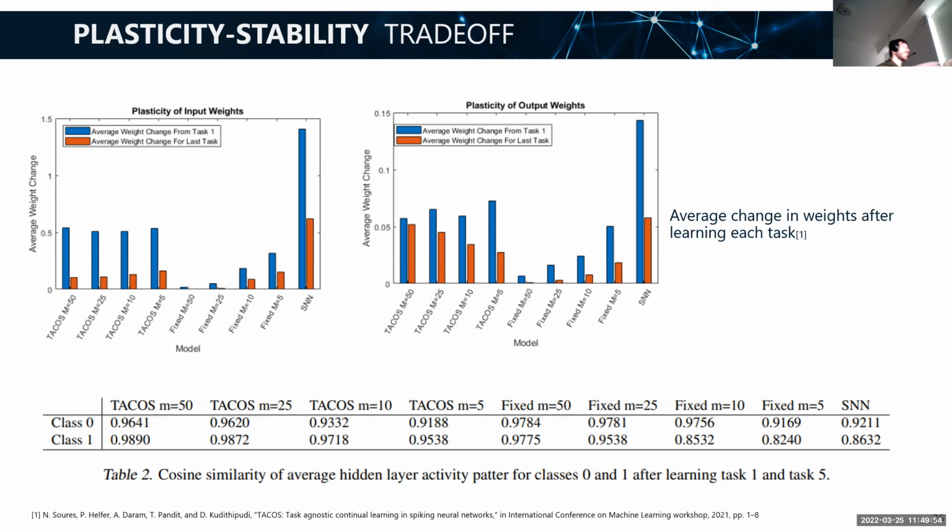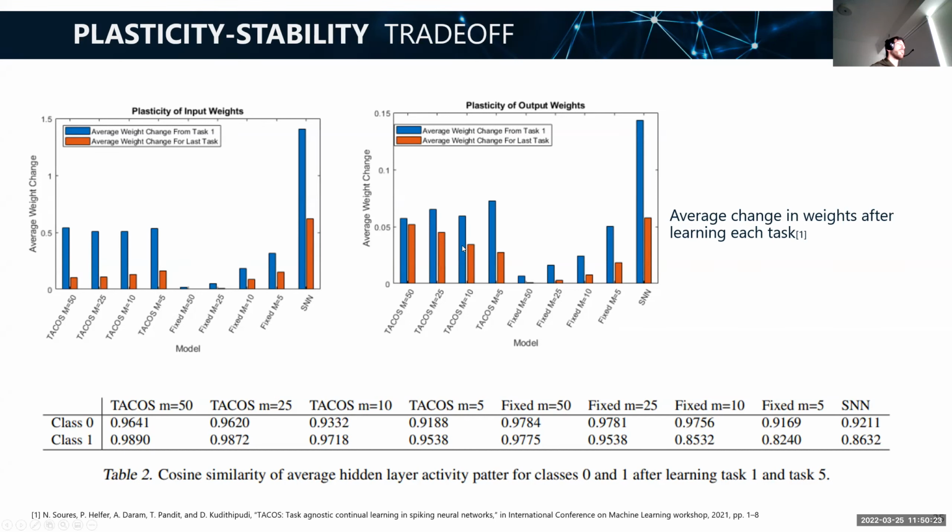As we can see, all of the TACOS approaches, even with very high metaplastic values, show a much larger plasticity in both the input and the output weights when compared to a fixed approach. Whereas when compared to your SNN, the best performing TACOS is around metaplasticity equals 25. We can see that we have almost 3 times less plasticity.